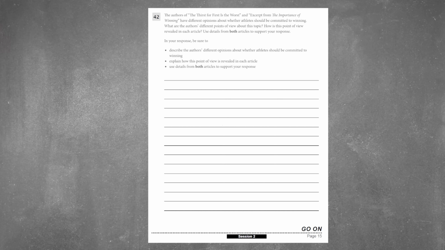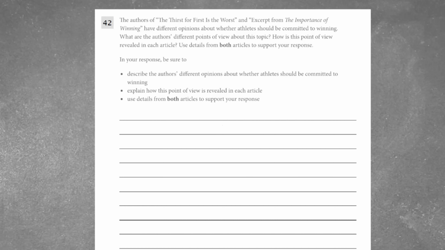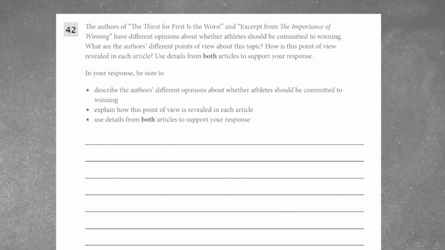Another hint and tip to know that you're answering a Big Daddy, 4 out of 4, which is worth double all the other short answer questions, is the fact that you will see bullet points in the question. Let's read it together. The authors of The Thirst for First is the Worst and Excerpt from The Importance of Winning have different opinions about whether athletes should be committed to winning. What are the authors' different points of view about this topic? How is this point of view revealed in each article? Use details from both articles to support your response.